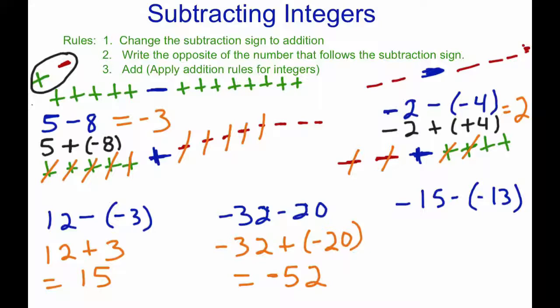Next, negative 15 minus negative 13. Don't touch the first one, it stays negative 15. Change the subtraction to addition. And we will use the inverse of negative 13, which will be positive 13. Here we have addition of different signs. So I'm going to find the difference, which means I'm going to subtract the absolute values. When I subtract 13 from 15, I have 2. And then I use the sign of the larger absolute value, which is negative.